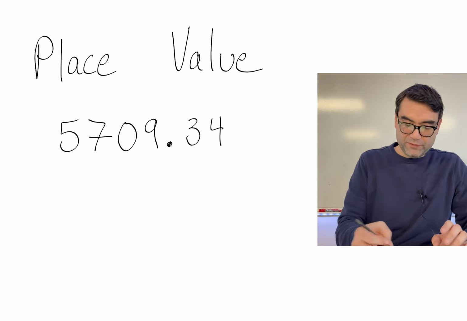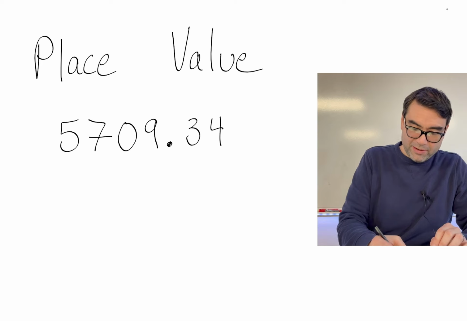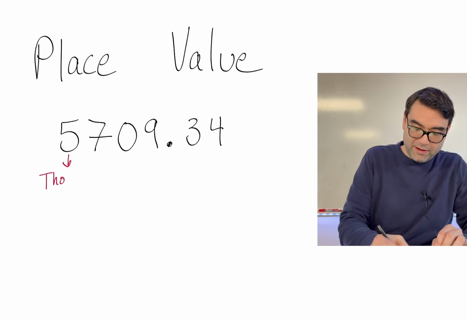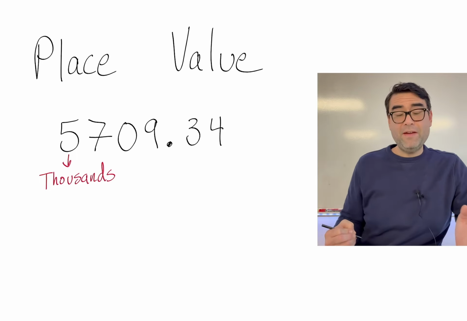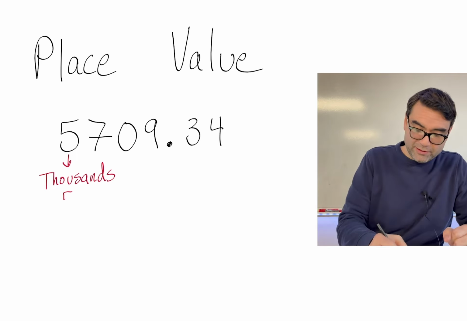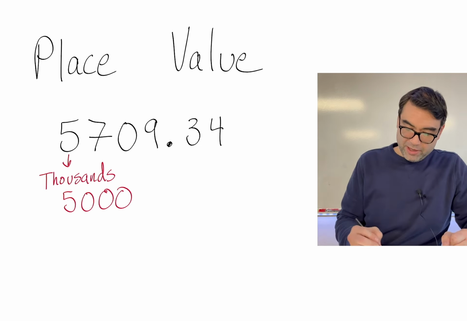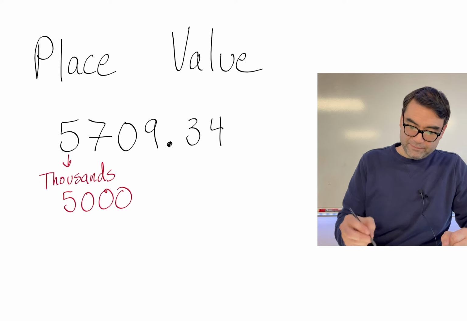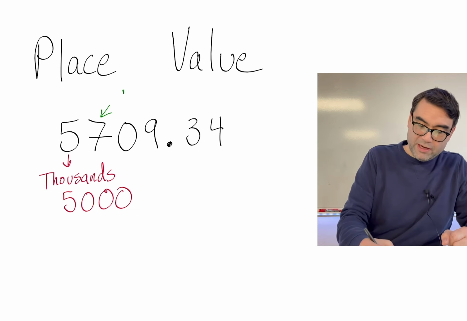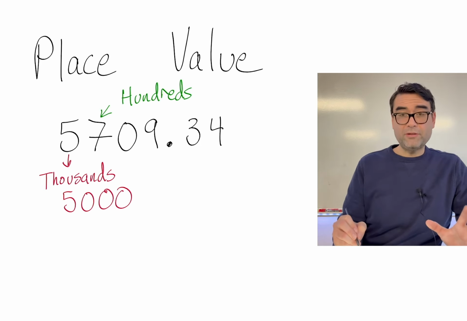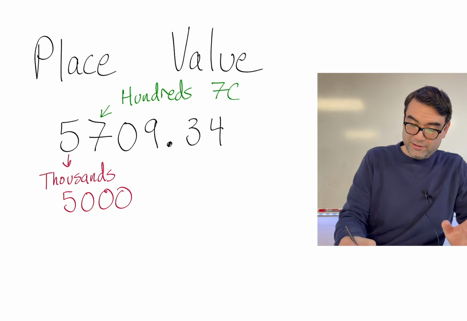So we call this first digit in my number, this 5, the thousands place. Thousands. And what the 5 truly represents is the number 5,000. And then we have the 7, which is in the hundreds place. And that truly represents the number 700.